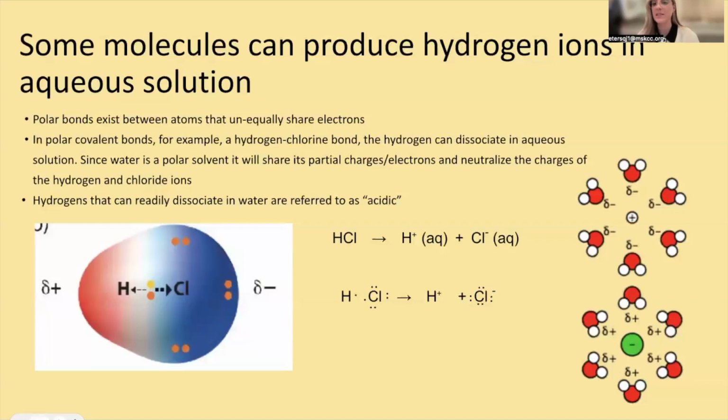Not every molecule that has hydrogen atoms in it will produce hydrogen ions in aqueous solution. Those that do are those that contain a polar covalent bond between hydrogen and a more electronegative atom. In this example, I use HCl, where hydrogen is bound to chlorine. The difference in electronegativity between hydrogen and chlorine creates a dipole, and therefore there is a potential for hydrogen to deprotonate in the presence of a polar solvent. Water is a polar solvent that itself has partial charges, which then stabilize the charges of the ions in solution. Hydrogens that can readily dissociate in water are considered acidic.